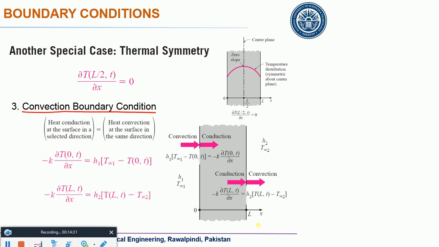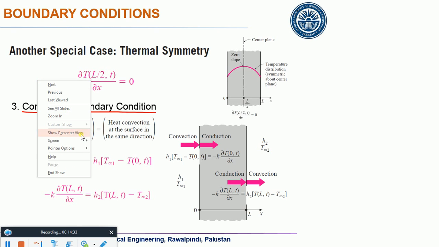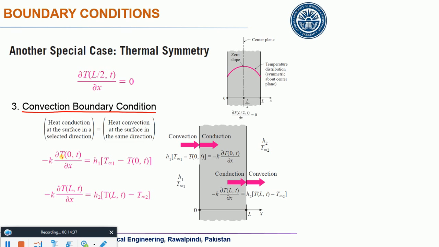So you can see that this is the convection boundary condition. Heat conduction at the surface in a selected direction equals heat convection at the surface in the same direction. So this is what you can define from Fourier's law for conduction, and this is what you can define from Newton's law of cooling for convection.